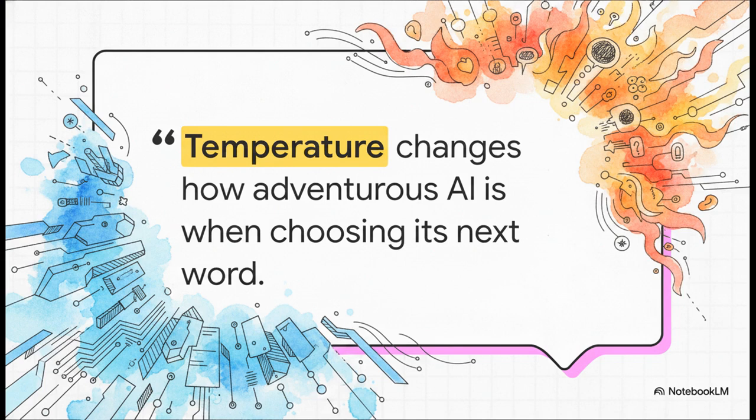Temperature doesn't change how intelligent AI is. It changes how adventurous it is when choosing its next word. You now have the knowledge to perfectly tune your AI outputs, whether you need cold, hard, predictable code or wildly adventurous brainstorming. But it leaves us with one final, slightly unsettling question.